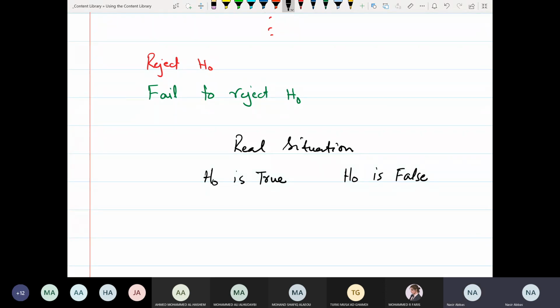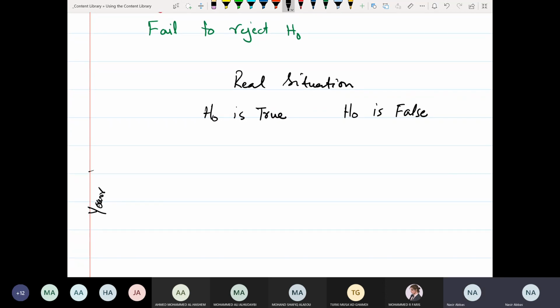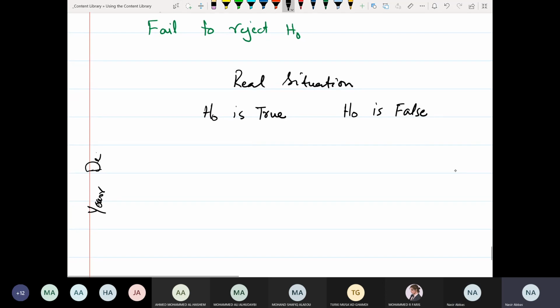Maybe mu is 7, maybe mu is not 7, which you will never know, by the way. And your decision, I'm going to write it on the x-axis. You may reject H0, or you may fail to reject H0. So this gives us 4 possible situations.